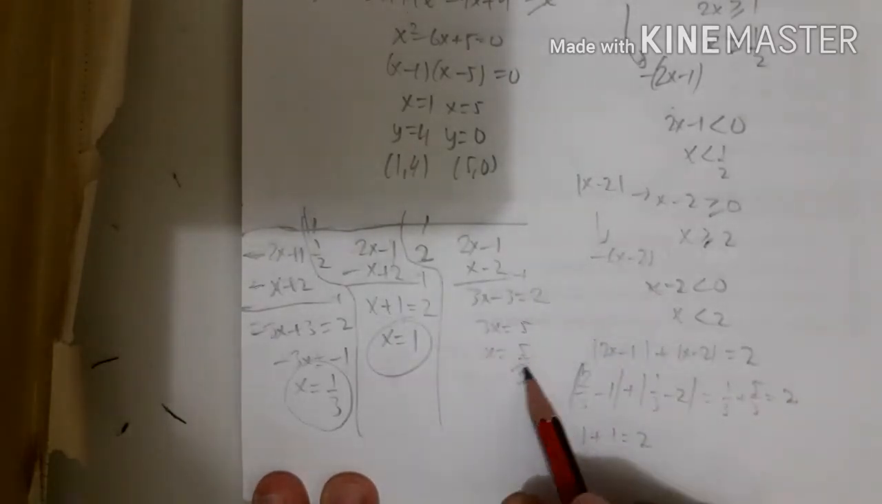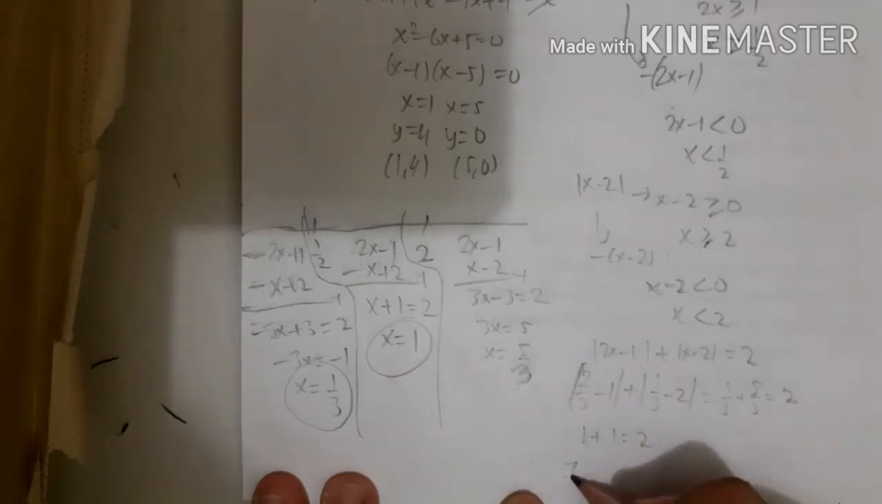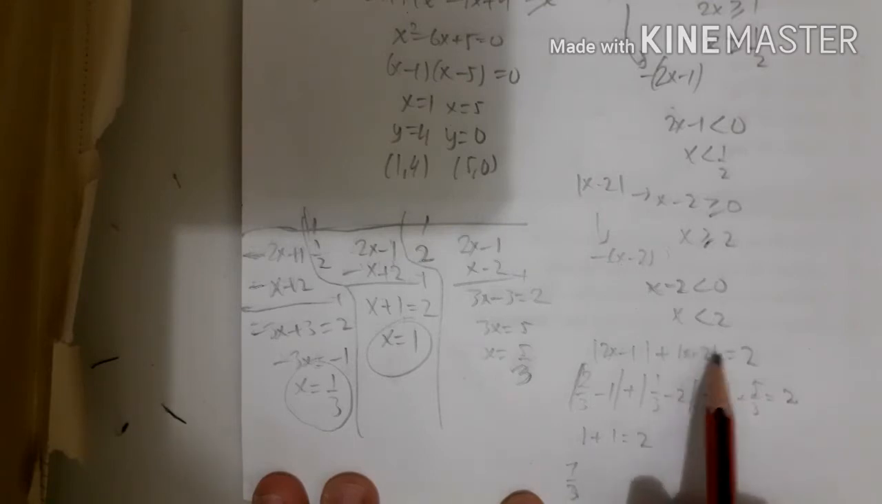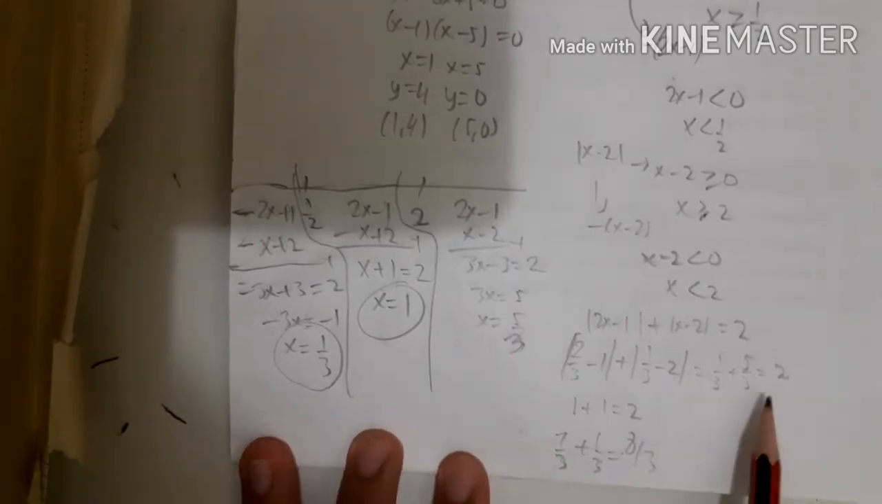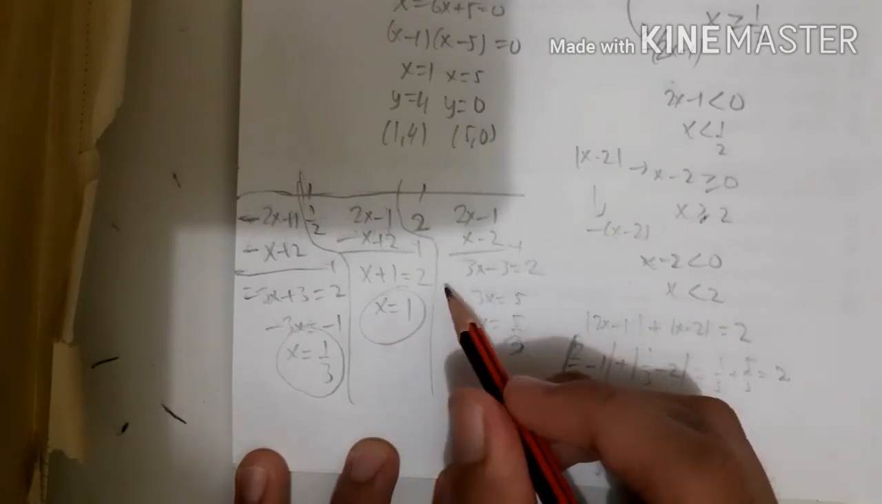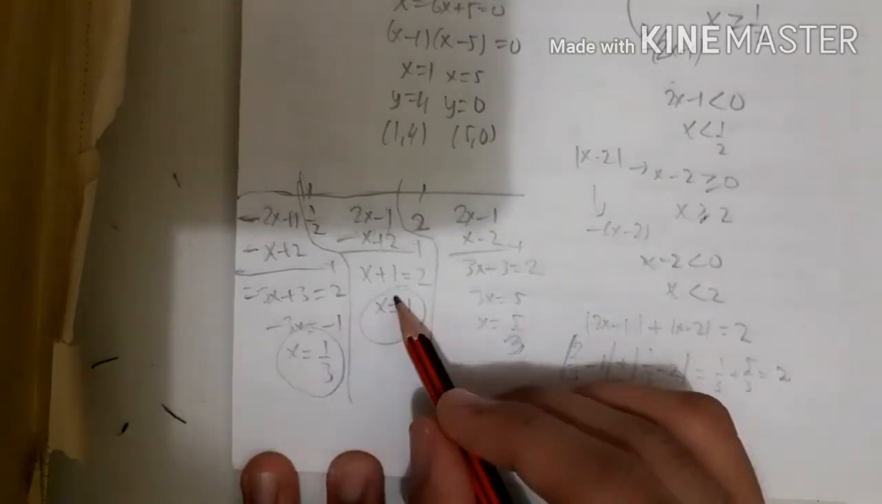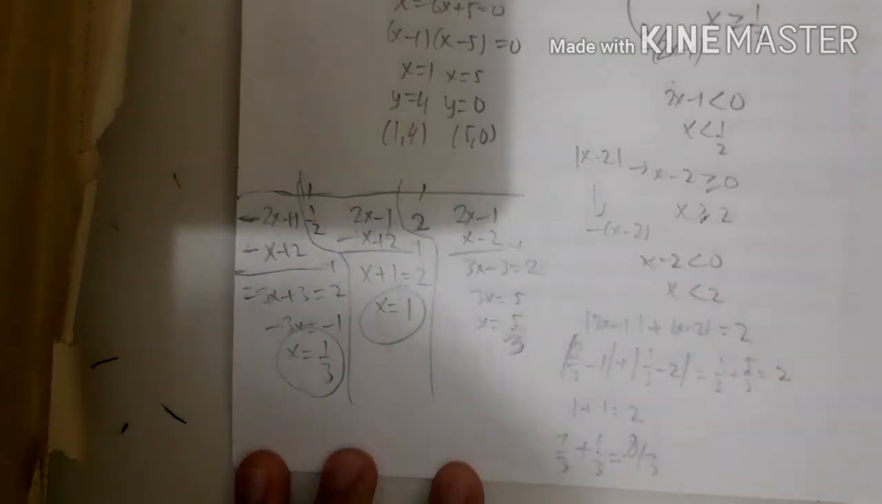But if x is 5 over 3, you can see that it is 10 over 3 minus 1, which is 7 over 3, already exceeding 2. And 5 over 3 minus 2 is 1 over 3, so that will be 8 over 3. So that is not satisfying 2. So for number 6, the minimum of x is 1 over 3, and the maximum of x is 1. Okay, so that is for number 6. And now let's go to number 7.